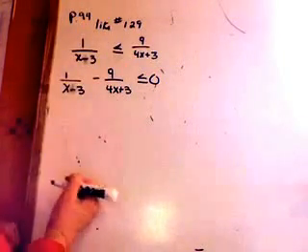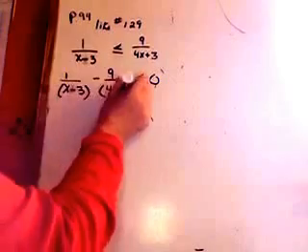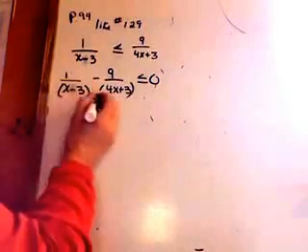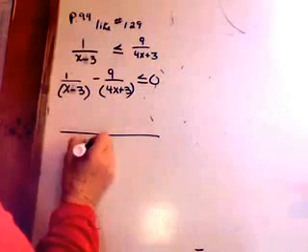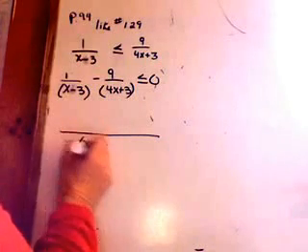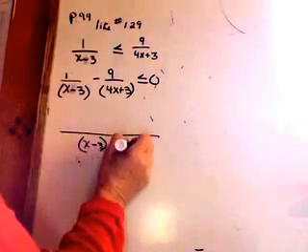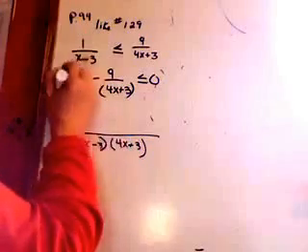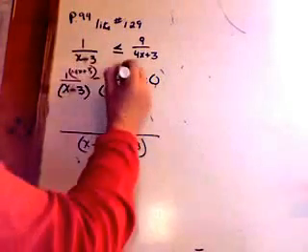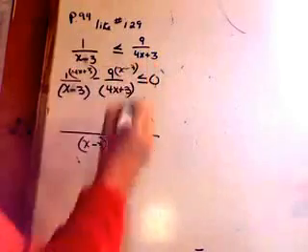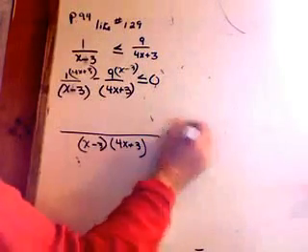So common denominators, right? So multiply this one by 4x plus 3 on the top and bottom. So my whole new fraction is going to have the bottom x minus 3 and 4x plus 3. I'm going to multiply this by 4x plus 3, and I'm going to multiply this one by x minus 3, and we still have this symbol here.